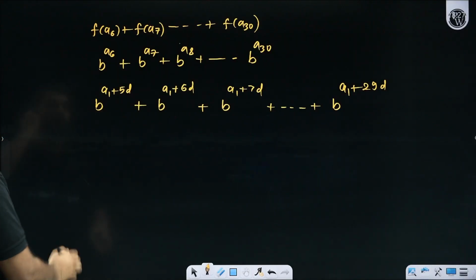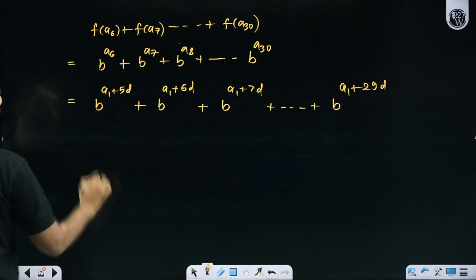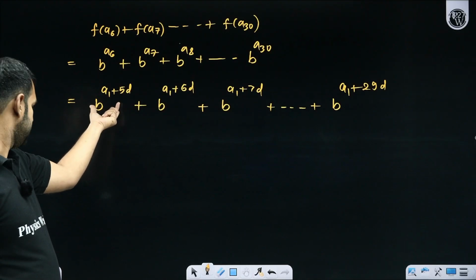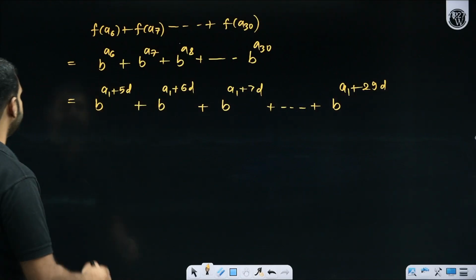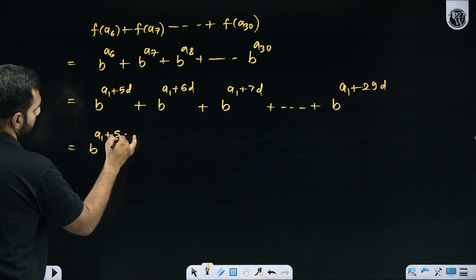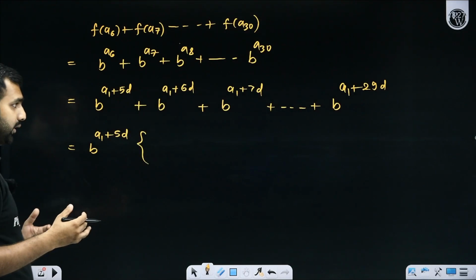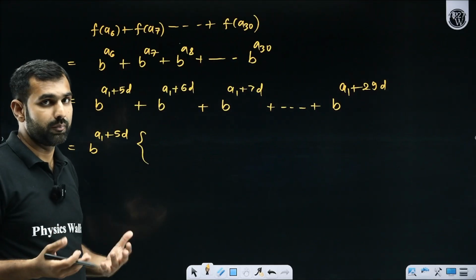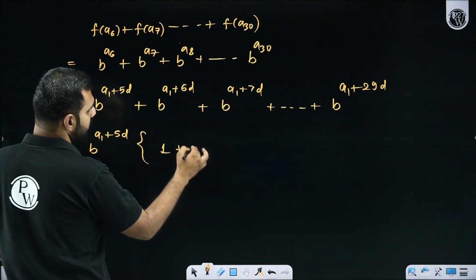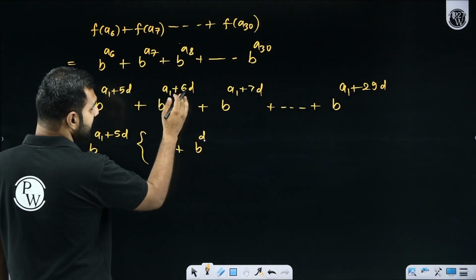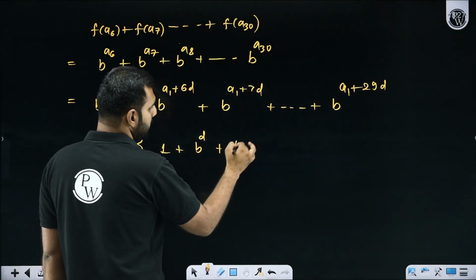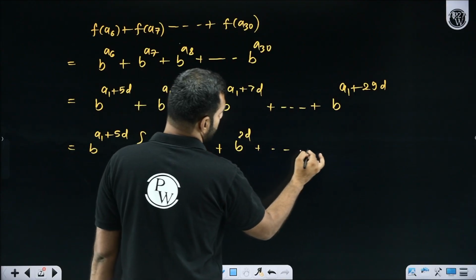Everybody with me on this? Now with that, what am I getting now? I hope you are getting a conclusion. Let's say you take b to the power a1 plus 5d common. Even if you don't, that is also fine, but it will look simpler. So b to the power a1 plus 5d, if I take common, it is 1. Then it is b to the power d, because a1 plus 5d plus d. The next term will be b to the power 2d and so on and so on.